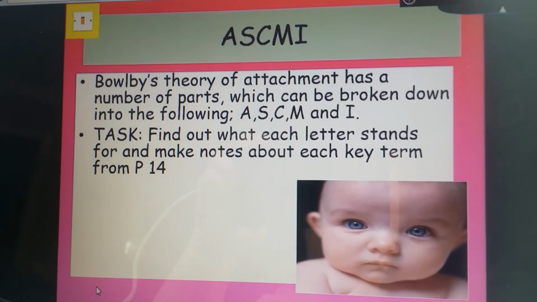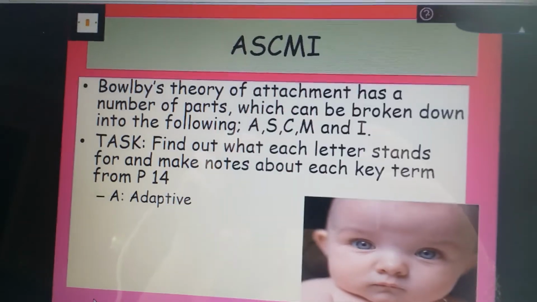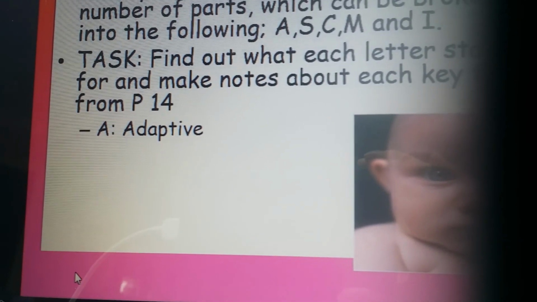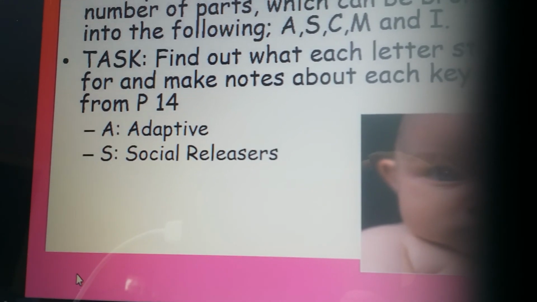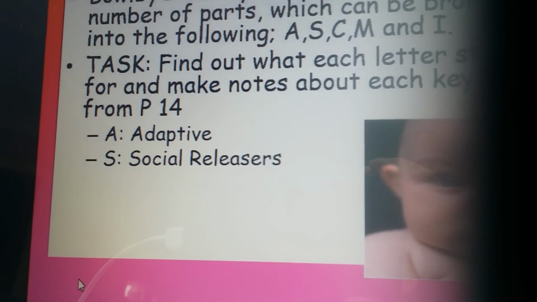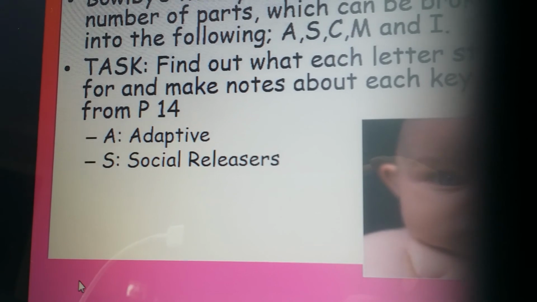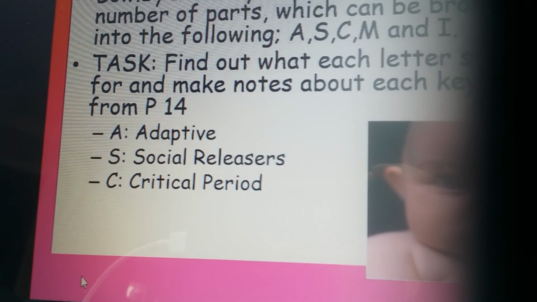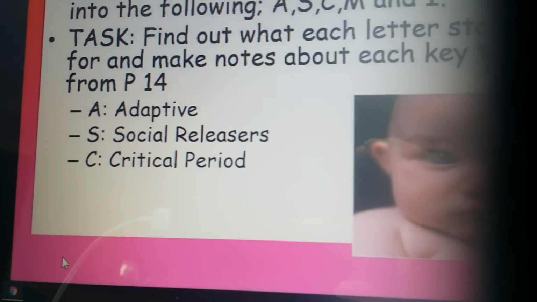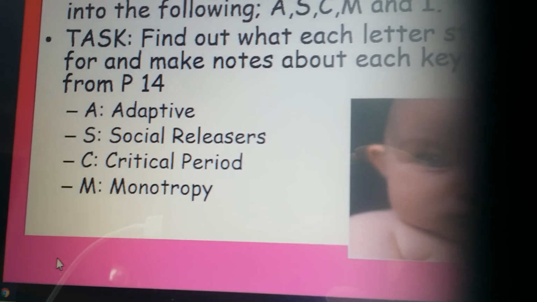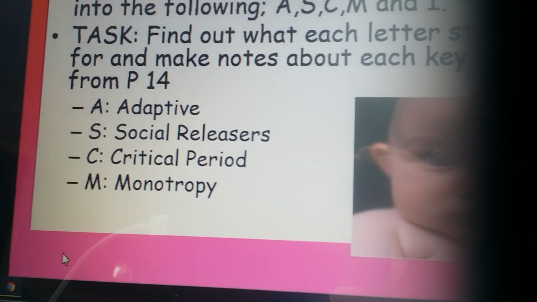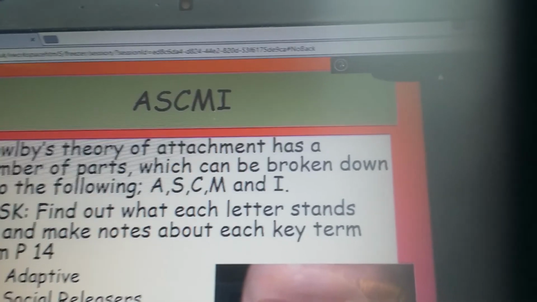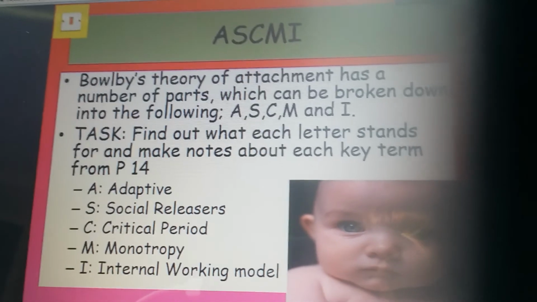There are now 5 characteristics that you need to be aware of. The first is adaptive. An attachment is adaptive, it's useful. Social releasers. Children emit social releasers. There is a critical period. We're going to learn on one of the next slides what the critical period is in which a child should attach. Monotropy. And finally, the internal working model. These are all vital features.